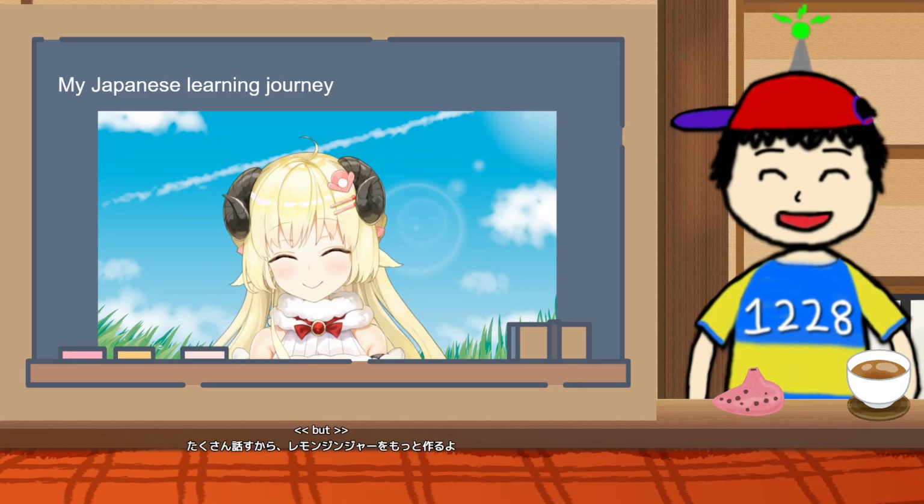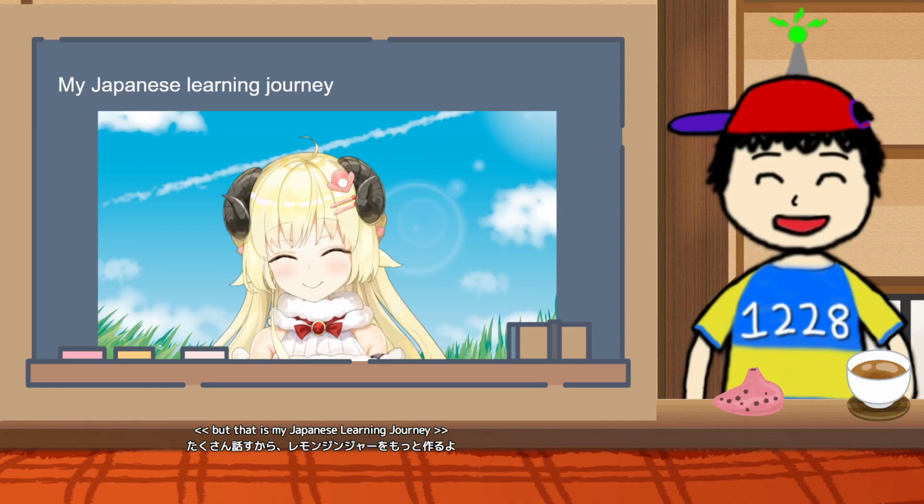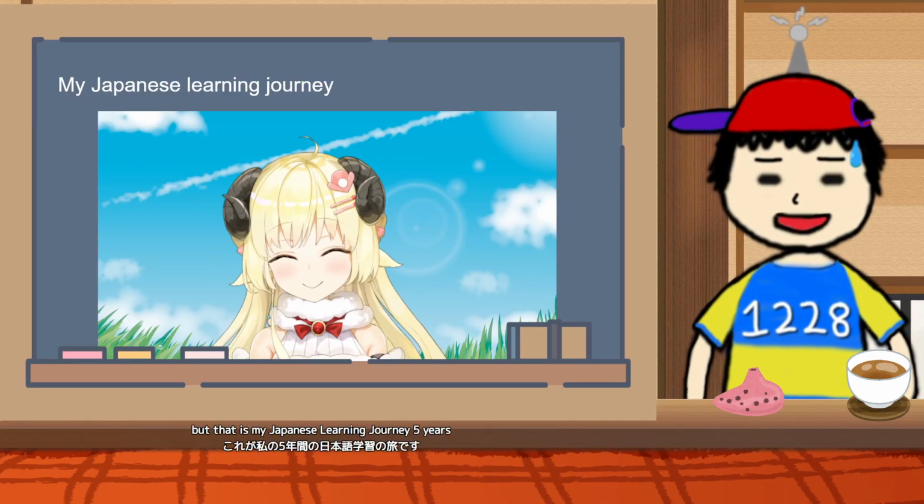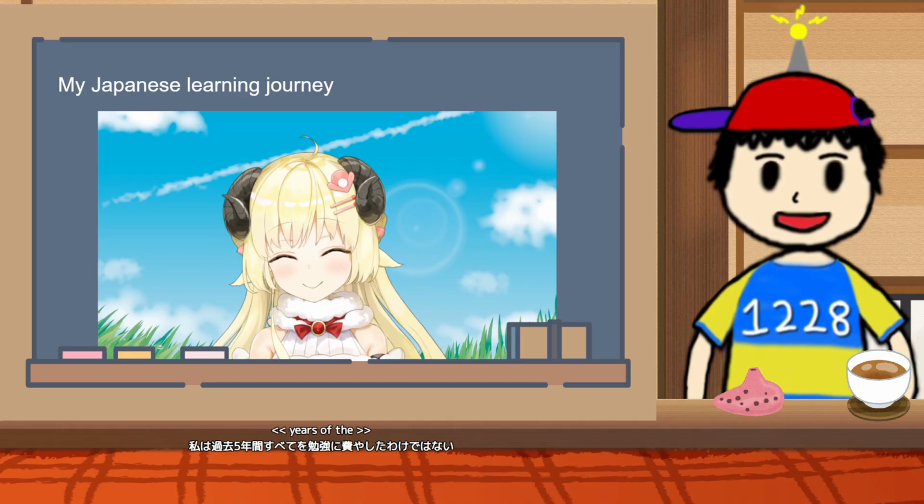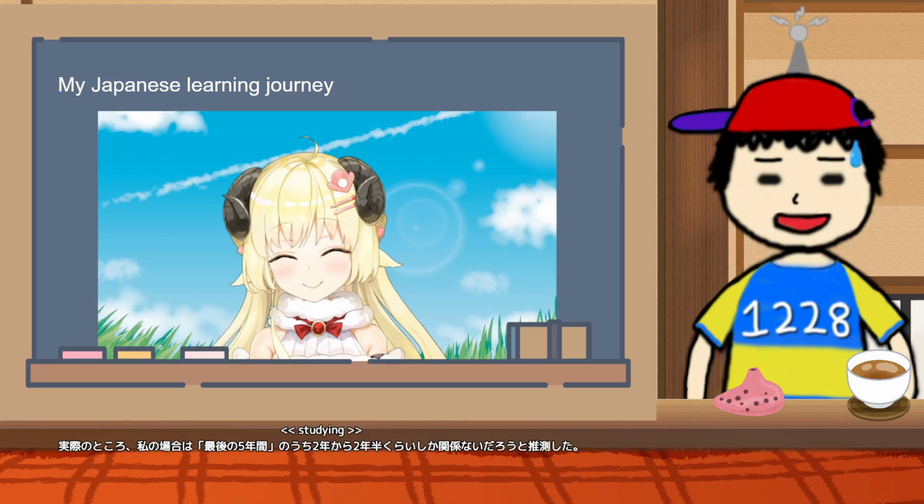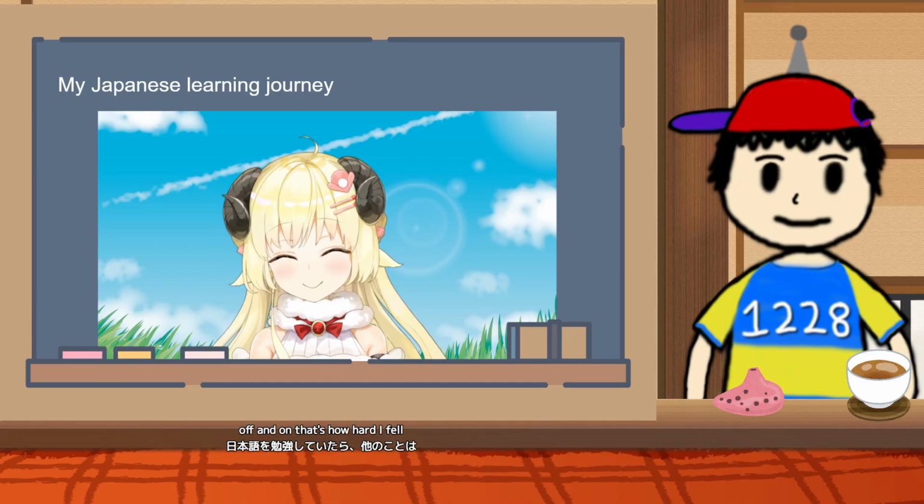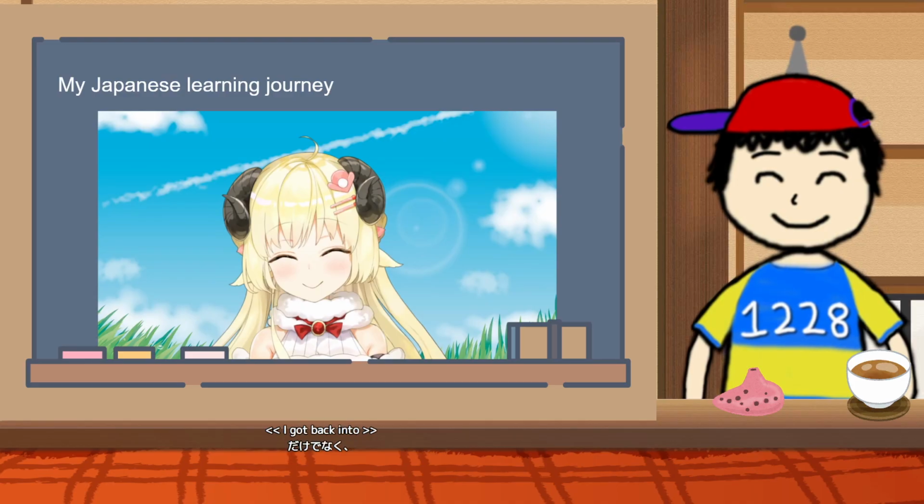But that is my Japanese learning journey. 5 years in the making. Well, more than that actually, technically. It's like 15. Worth noting, I did not spend all of the last 5 years in dedicated study. If I had to guess, I'd say only about 2 to 2.5 years of the last 5 years were me actually committed to studying Japanese. Everything else was off and on. That's how hard I fell off. But also, I'm happy I got back into it.